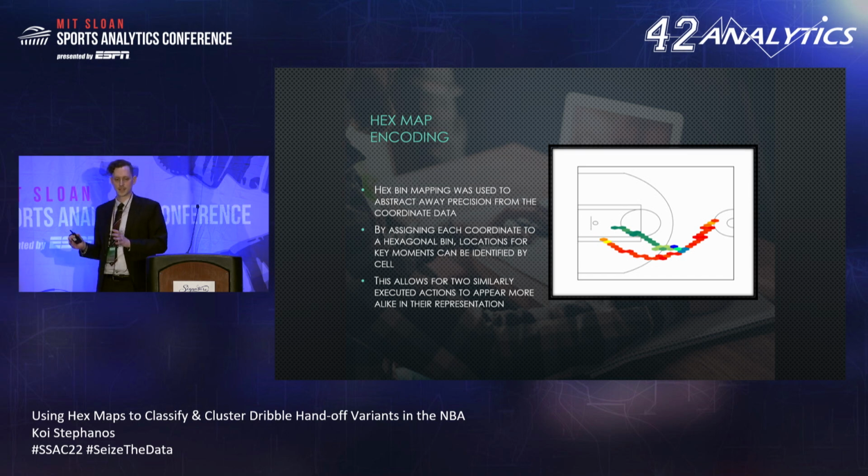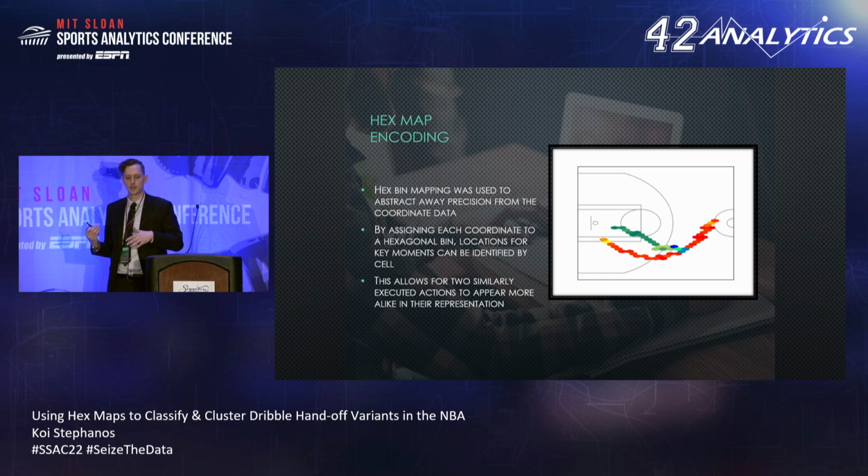Now, part of that step is the hex map encoding. Kirk Goldsberry is famous for using hex maps for shot locations, so we tried to use a similar methodology to represent player movements. This is done by essentially creating buckets or cell locations on the court, taking raw positional coordinates, placing them into those buckets, and then color coding based off of how long they spent in those individual cells.